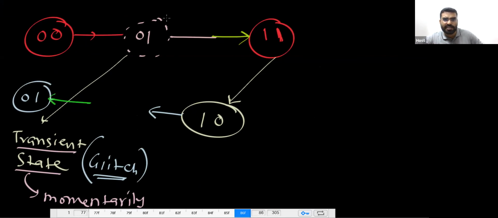Will there be any transient state? Yes, there will be a transient state. Which transient state? Without looking at the timing diagram, you tell me. First LSB will change, then MSB will change. So the transient state will be 1 1. So remember, is this clear?